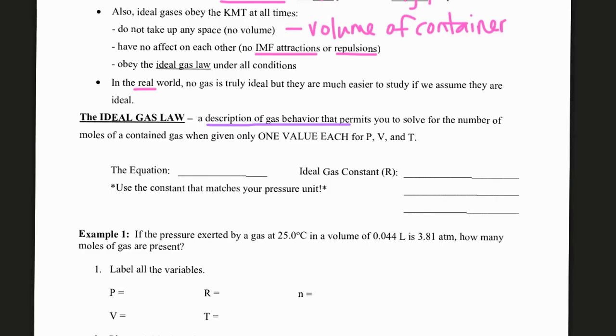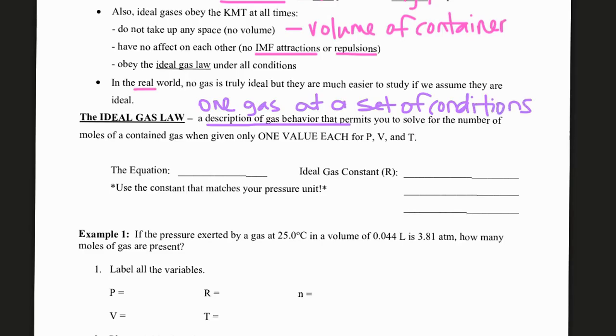So basically it's looking at one gas at a set of conditions. And it allows us to study that one gas under those conditions.